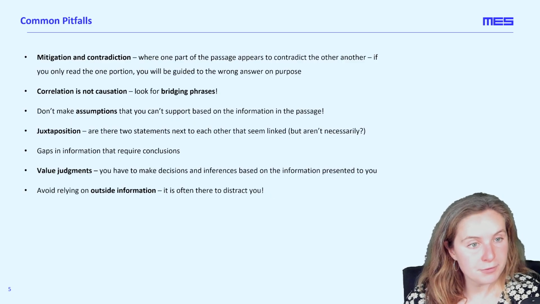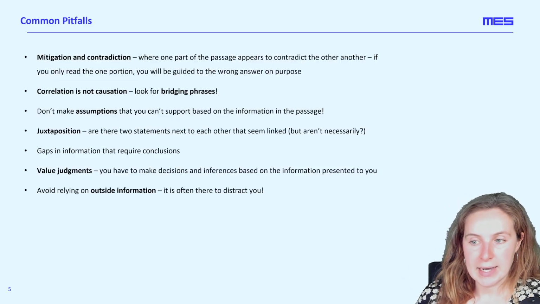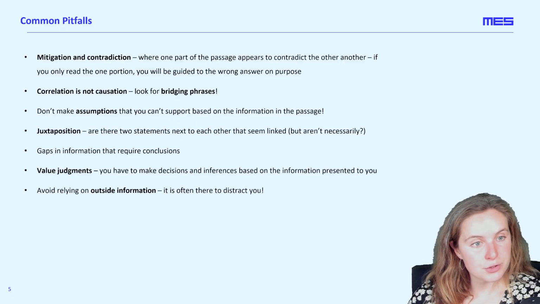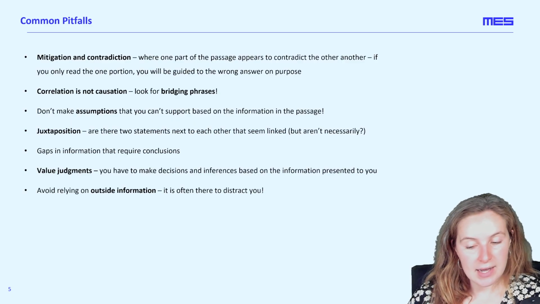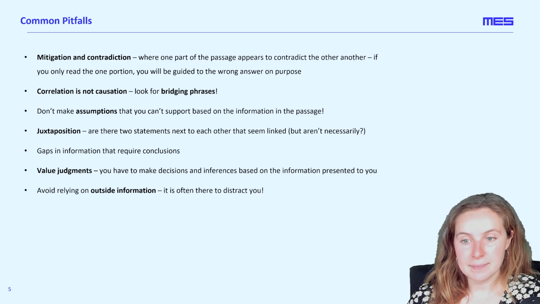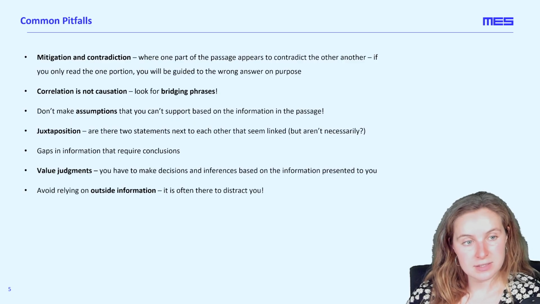These are some common pitfalls. You've seen some of these if you have seen any of the other content I've made for the UCAT. Mitigation and contradiction. This is crucial because, as we have said lots of times, time is your opponent in this section of the exam. So you won't be reading the passage in full. You'll be reading the questions and scanning the passage for keywords in order to answer them.